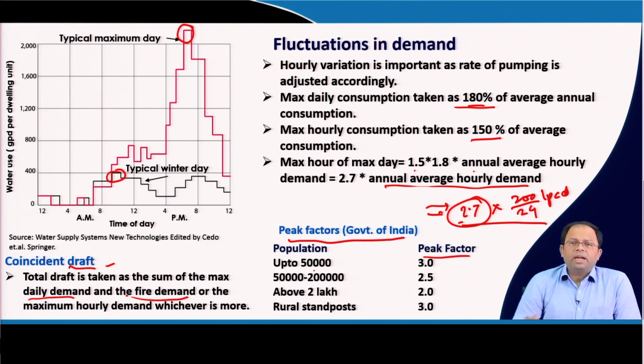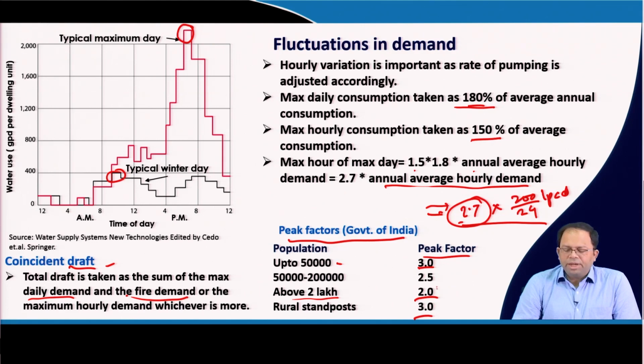When we design our network, we will first determine the annual average hourly demand, and then add a peak factor to determine the actual flow in the networks, and we have to design our infrastructure based on that. Up to a population of 50,000, the peak factor is 3, whereas as the population size increases, like 2 lakhs, the peak factor becomes 2, and for rural standposts again it is 3.